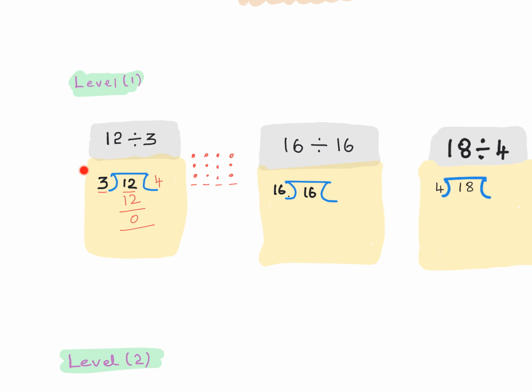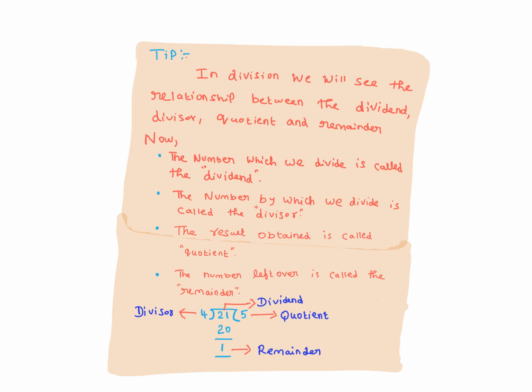Now what names can we give here? Let us see some important tips in division. In division, we will see the relationship between the dividend, divisor, quotient and remainder. The number which is divided is called the dividend. The number by which we divide is called the divisor. The result obtained is called the quotient. The number left over is called the remainder.